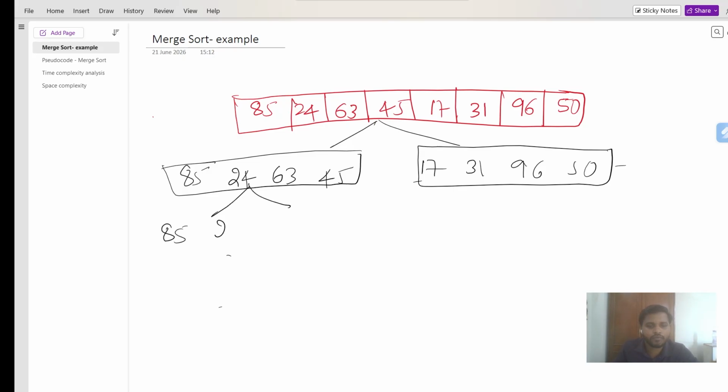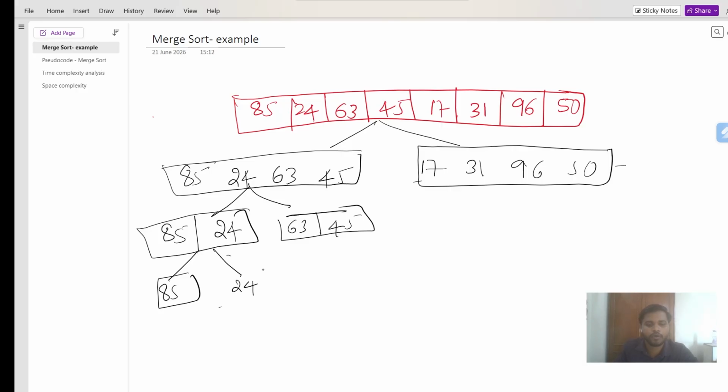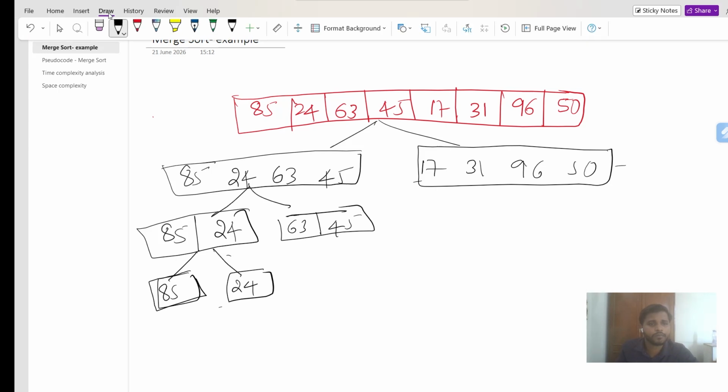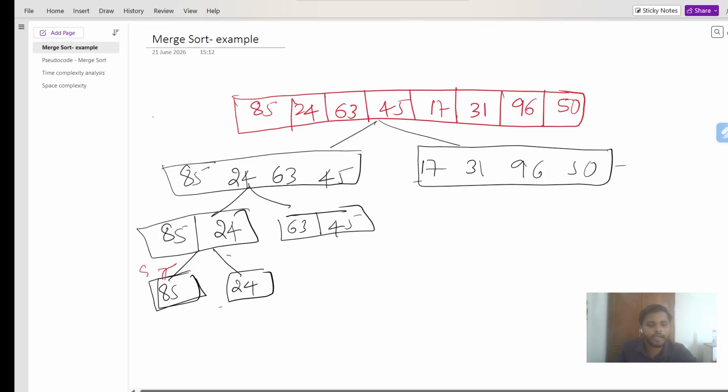Now we have 85, 24 in the left half, and in the right half we are going to have 63 and 45. Similarly, this will be divided into 85 and 24. If you see here, in this array we have only one element left. This is where the recursive division is going to stop. What will happen after this? As the array consists of only a single element, and a single element itself is sorted, this is going to return 85. Similarly, this is going to return 24.